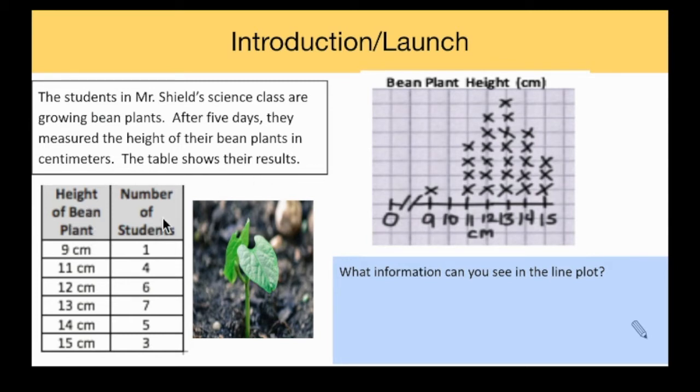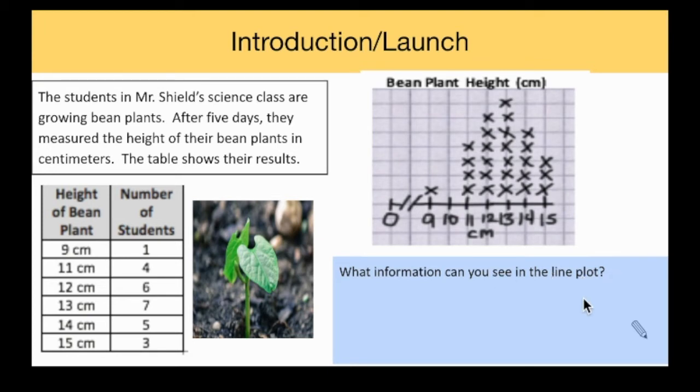Height of bean plant, number of students. 9 centimeters, 1 student. 11 centimeters, 4 students. 12 centimeters, 6 students. 13 centimeters, 7 students. 14 centimeters, 5 students. 15 centimeters, 3 students. And we have the line plot over here. It says bean plant height in centimeters. What information can you see in the line plot?